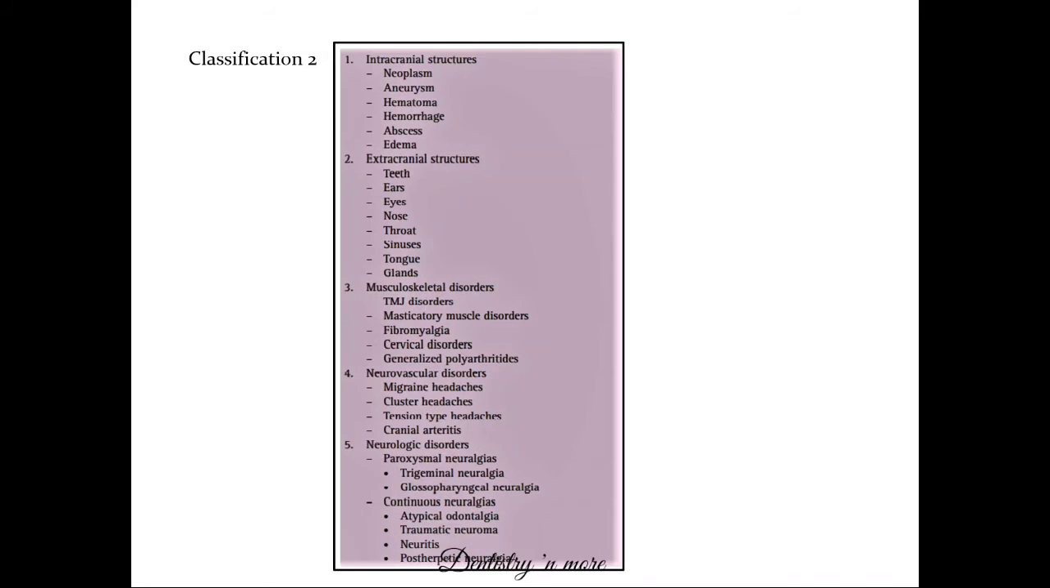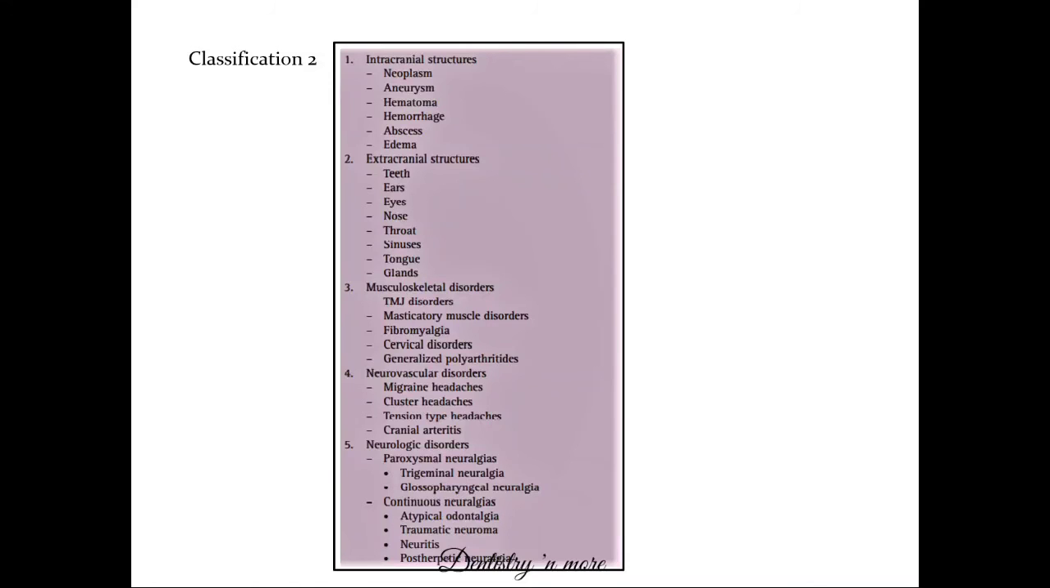Then the second classification that you can go through is given in Ravikiran Ongole itself, where they have classified it into 5 types: intracranial structures, extracranial structures, musculoskeletal disorders, neurovascular disorders, and neurological disorders. Under intracranial structures, you list the structures involved, then the extracranial again list the structures involved, followed by musculoskeletal disorders, that is TMJ disorders, masticatory muscle disorders and fibromyalgia, followed by cervical disorders and generalized polyarthritis.